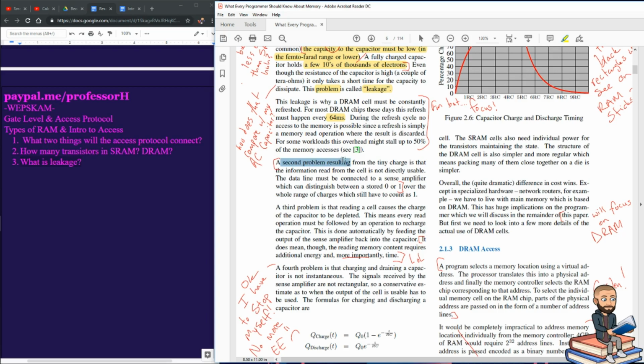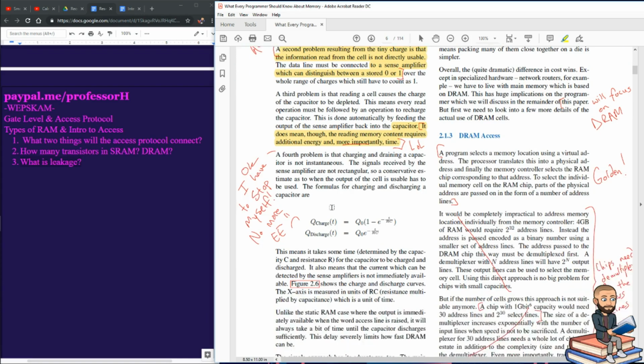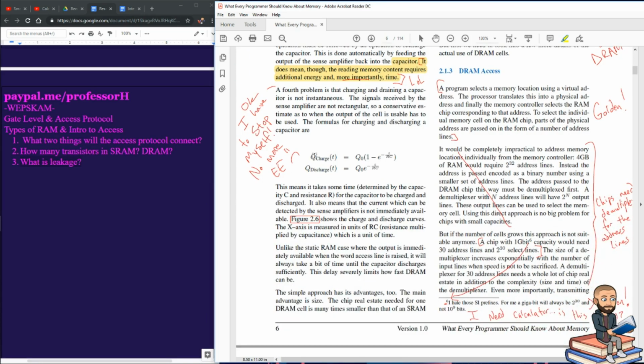There's a second problem resulting from the tiny charge that the information read from the cell. It's so tiny it's not usable. So that DL data line must be connected to a sense amplifier which can distinguish between 0 or 1. Now there's a third problem, but I'll just skip down here to read. It says it does mean, though, the reading memory content requires additional energy and, more importantly, time. So that's the third problem.